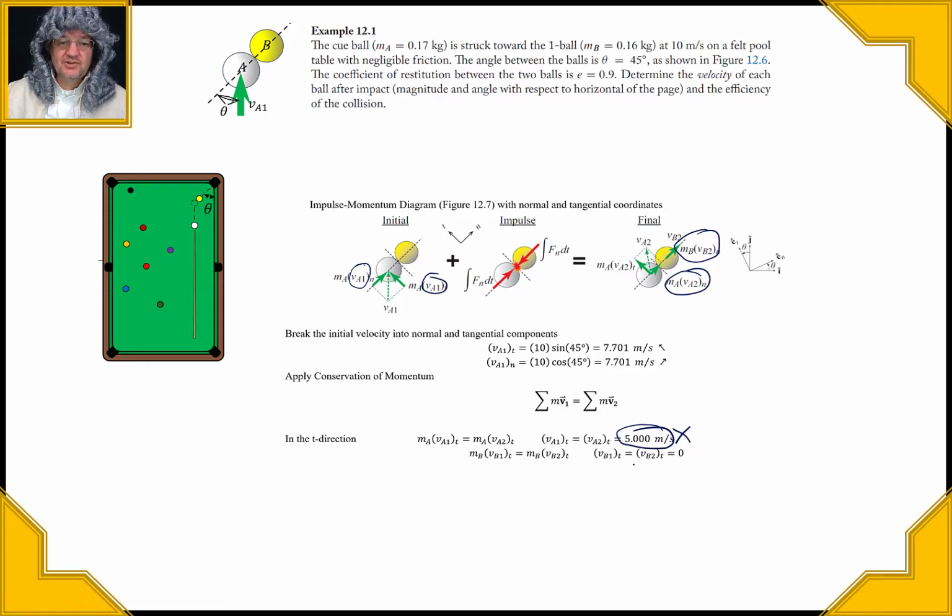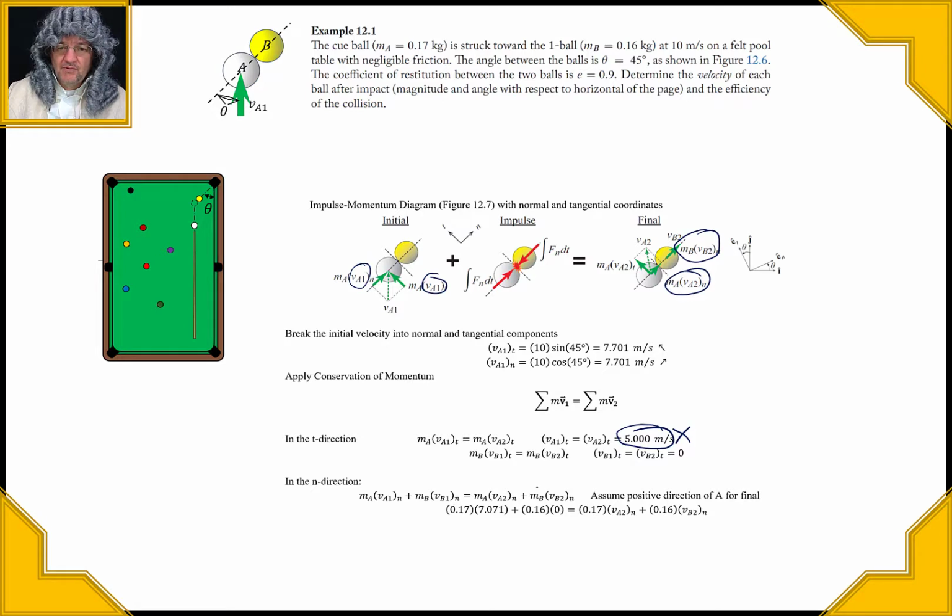Okay, and so in the tangential direction of ball B, it was 0 to start with, so it ends with 0 in the tangential direction. All right, in the normal direction, we assume that it's going to be positive. We don't actually know. The cue ball could bounce off and go backwards, but probably not.